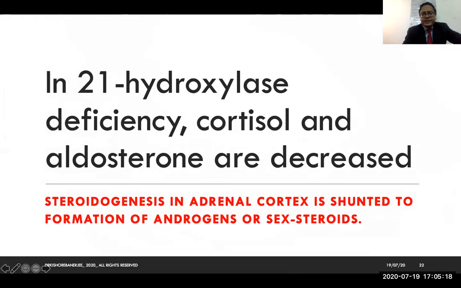So in 21-hydroxylase deficiency, the cortisol and aldosterone are decreased. And the steroidogenesis in the adrenal cortex is now shunted to the formation of a lot of androgen or sex steroid. This is the mother of all concepts about 21-hydroxylase deficiency.